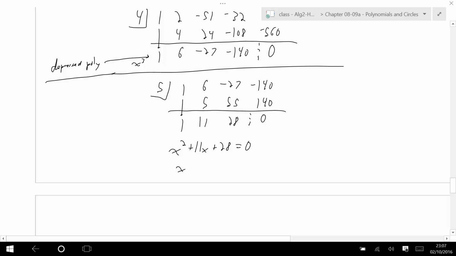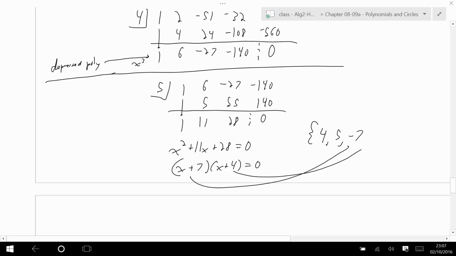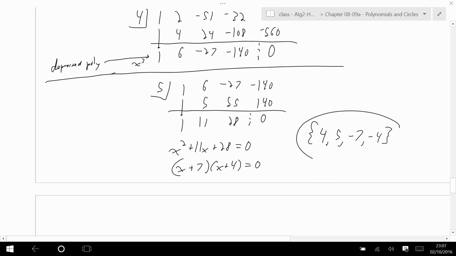This should be easy to factor. X plus 7 and x plus 4 equals 0. So my final answer is going to include the 4, the 5, the negative 7 from here, and the negative 4 from here, which you can also state as plus or minus 4 if you want to, or you can just put that.